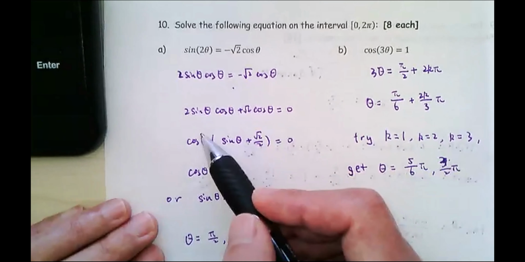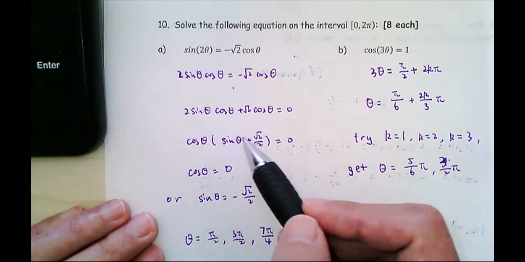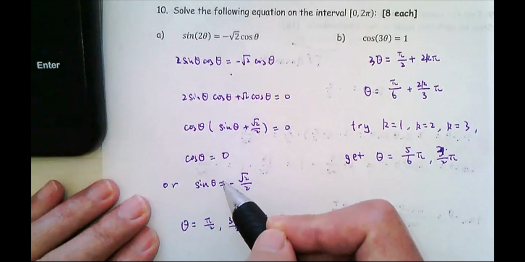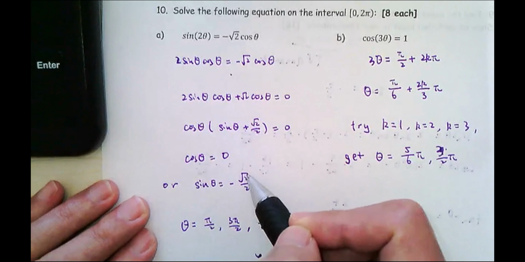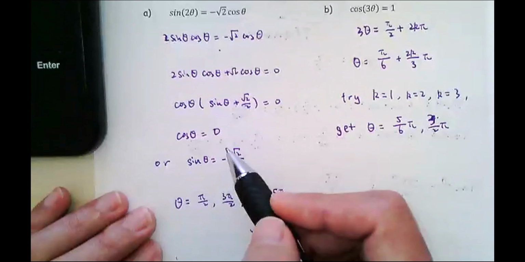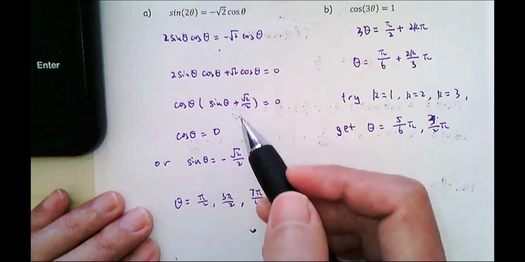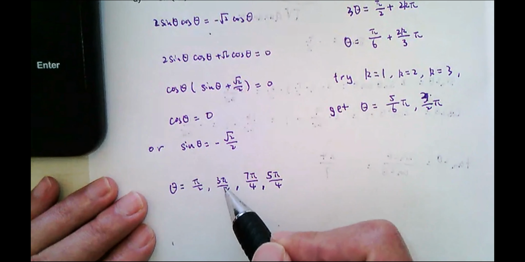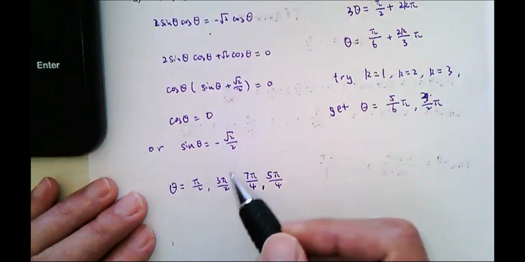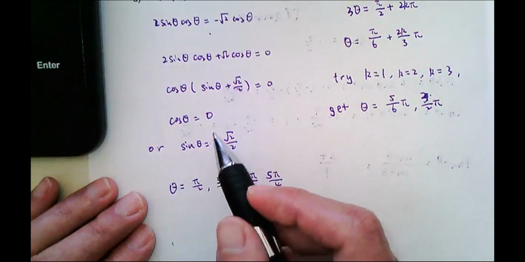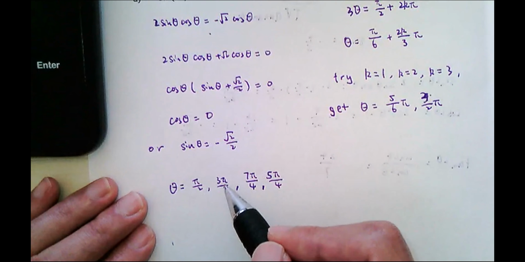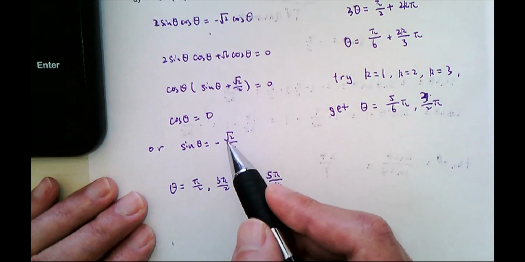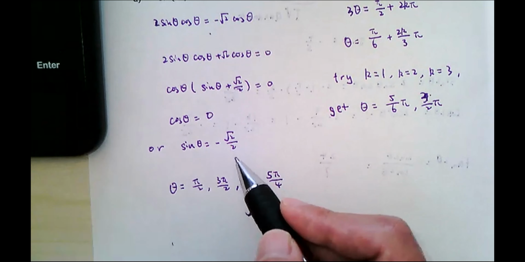So either this cosine theta is 0 or this part is 0. So sine theta is negative square root of 2 over 2. If cosine theta is 0, what do you get? You get theta is pi/2, 3pi/2, right? You just look at the unit circle. That's where cosine theta gives you 0. How about sine theta? Sine theta is negative square root of 2 over 2.